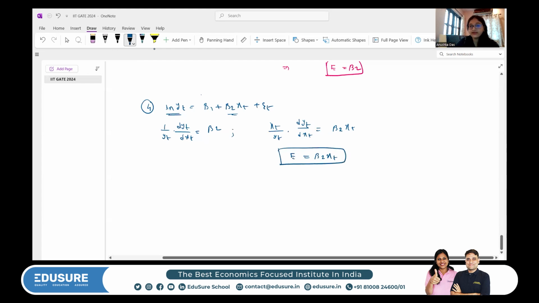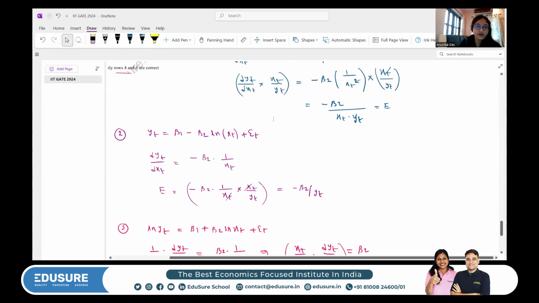So here it is ln yt. Firstly, differentiate with respect to this ln yt. So 1 by yt into dy by dxt. And then you are multiplying xt on both sides. That will give you your elasticity, that is beta 2 xt.